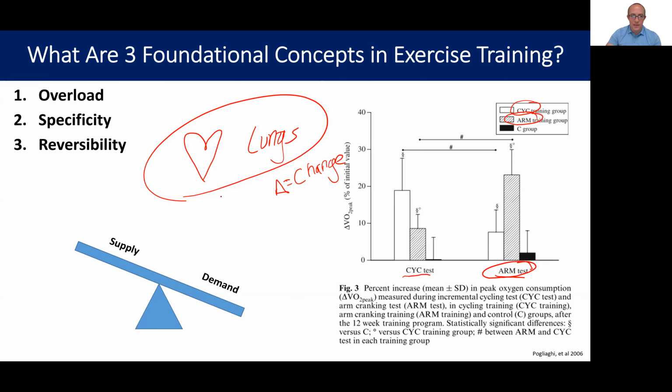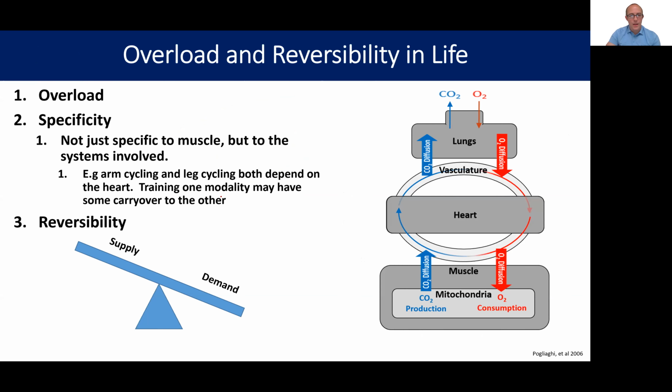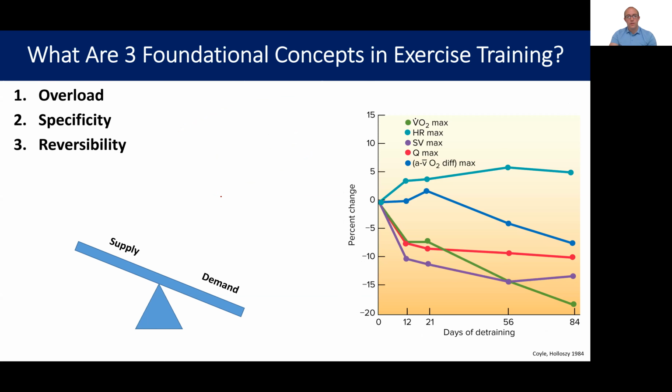So specificity. And then reversibility, you lose it, right? I don't think we need to focus too much on reversibility. You guys understand that concept. So what's happening to VO2 max with training? Here is reversibility. Let's focus on detraining.